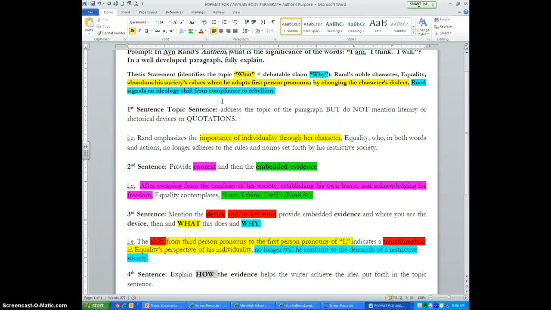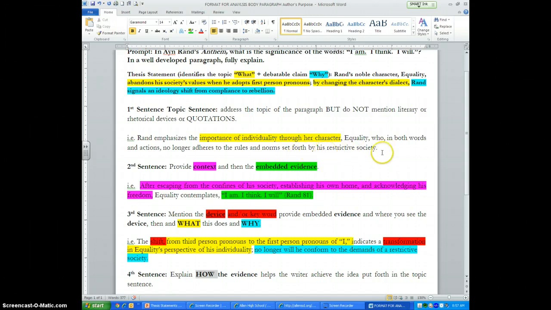I know that I'm going to be writing about individuality. I'm going to be writing about that in the form of rebellion. So I'm going to have something of that nature in my topic sentence. So right here, Rand emphasizes the importance of individuality through her character Equality, who in both words and actions no longer adheres to the rules and norms set forth by his restrictive society.